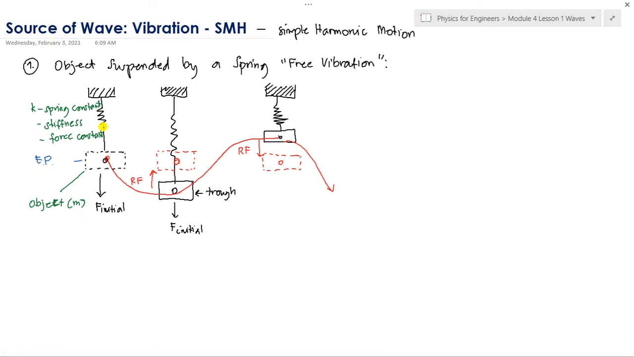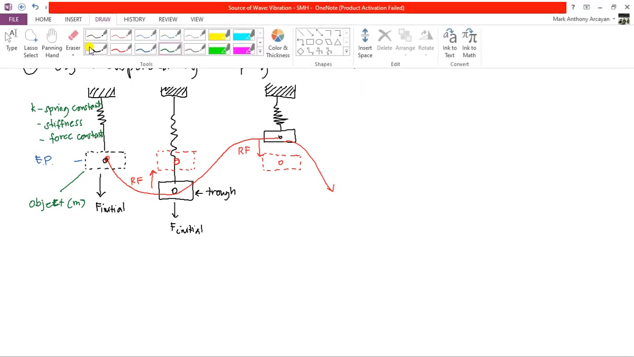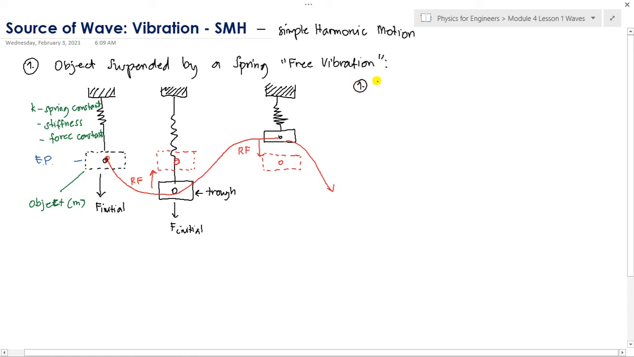So diri ato i-quantify ang duha ka parameters. Una is ang frequency, meaning kung unsa ka paspas ang harmonic motion sa spring, object suspended by a spring. Okay? So kung taas ang frequency, meaning grabe kapaspas mag-oscillate ang object nga nakakabit sa spring. So let's start with the frequency.